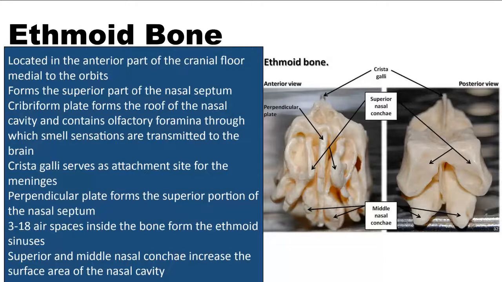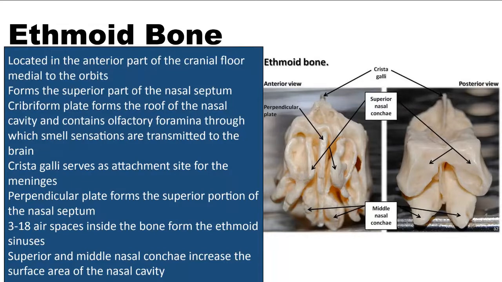The ethmoid bone is a small bone that is located in the anterior part of the cranial floor, medial to the orbits. It forms the upper part of the nasal septum. The cribriform plate forms the roof of the nasal cavity and contains the olfactory foramina through which smell sensations are transmitted to the brain. The crista galli, which sits in the anterior fossa of the skull, serves as the attachment site for the meninges that protect the brain.